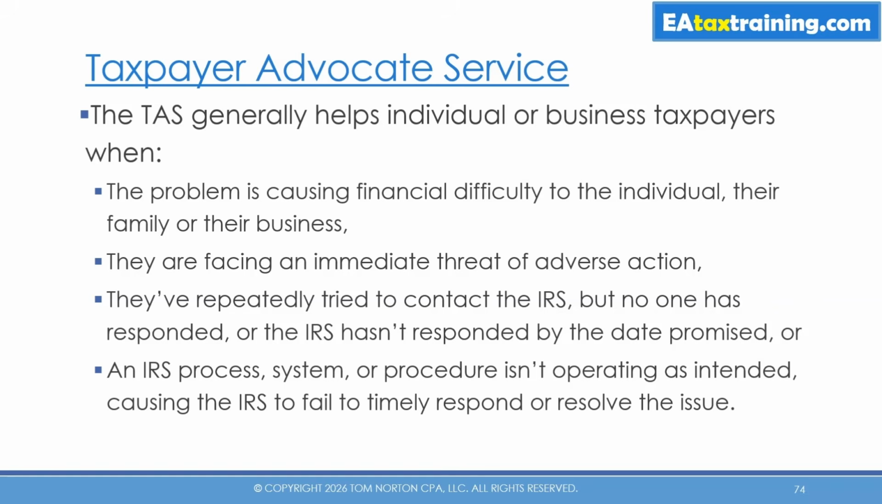Now, they cannot help you if you're just wrong. If you owe the money and you don't like that you owe the money, you can't just go to the Taxpayer Advocate and have them magically make that go away. You can go through the normal appeals process through the IRS, but the Taxpayer Advocate is not going to help in that case. They are there for when the system is just broken and something procedurally is not working correctly.